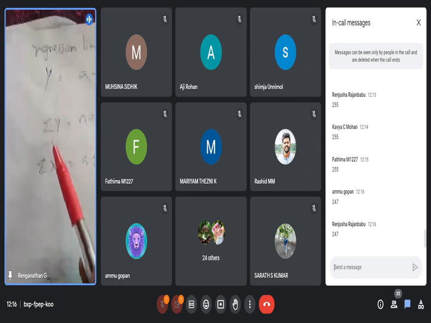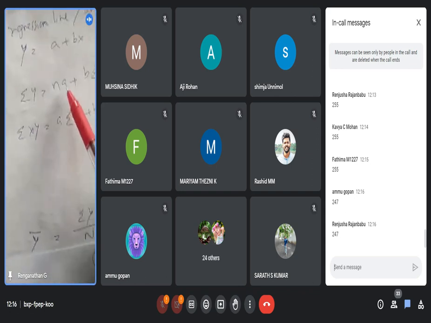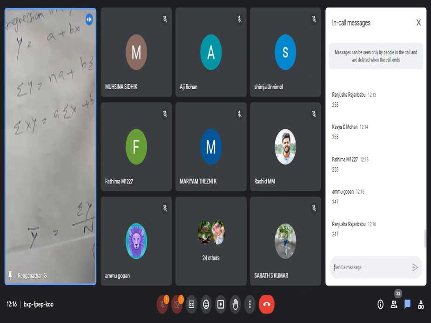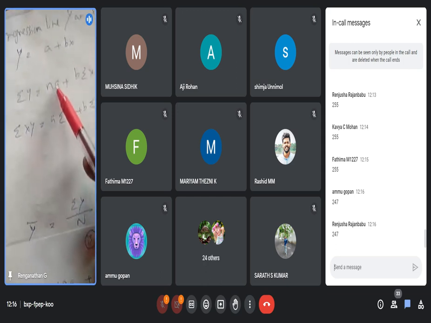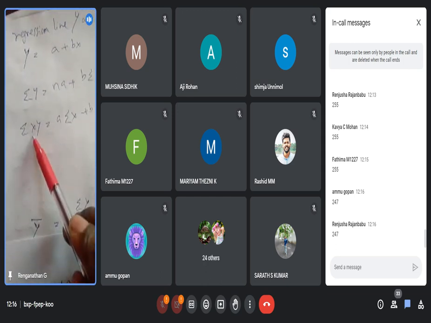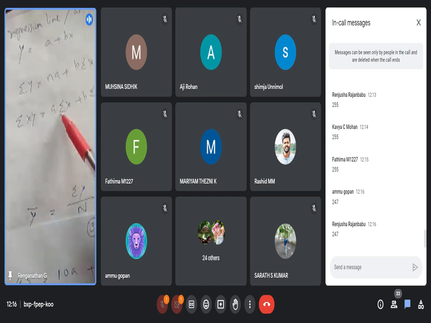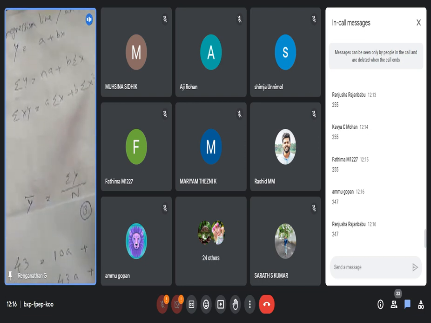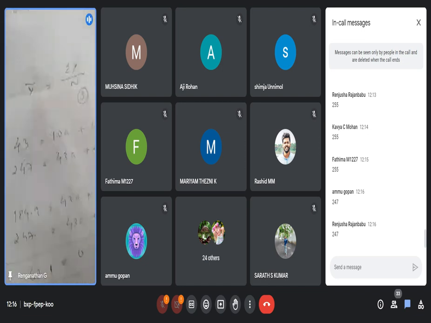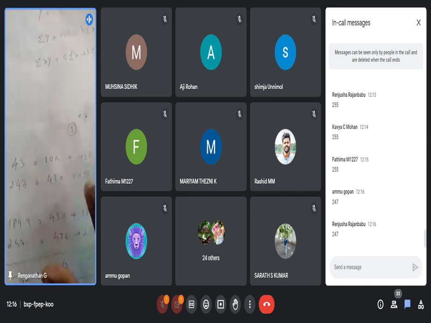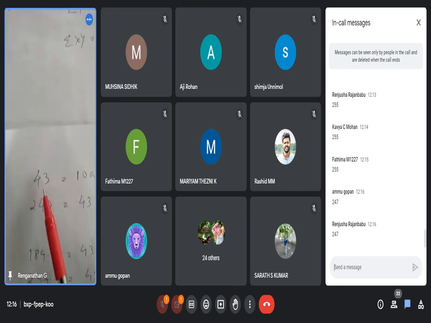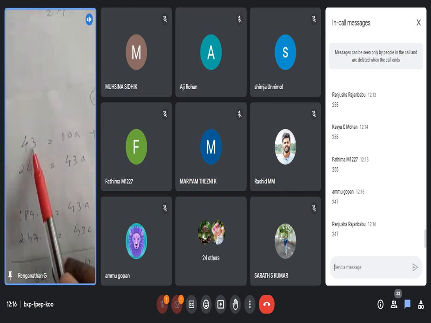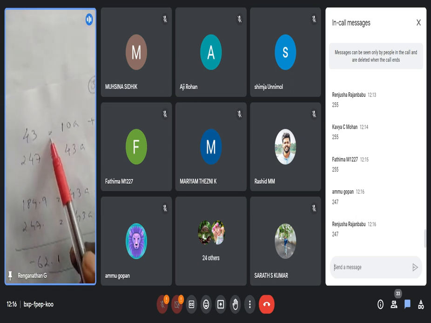See, this is a formula. Sigma y is equal to nA plus B sigma x. Now we are going to apply the values here. And in the next formula also, sigma xy is equal to A sigma x plus B sigma x square. So when we implement the values in this formula, it will look like this. Can you see this? 43 is equal to, 43 is the value of sigma y.